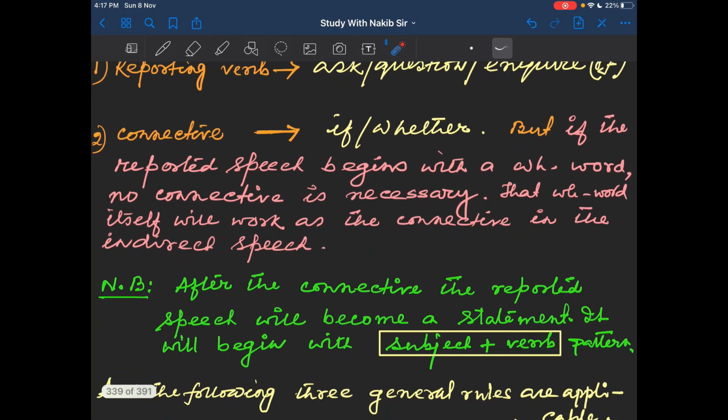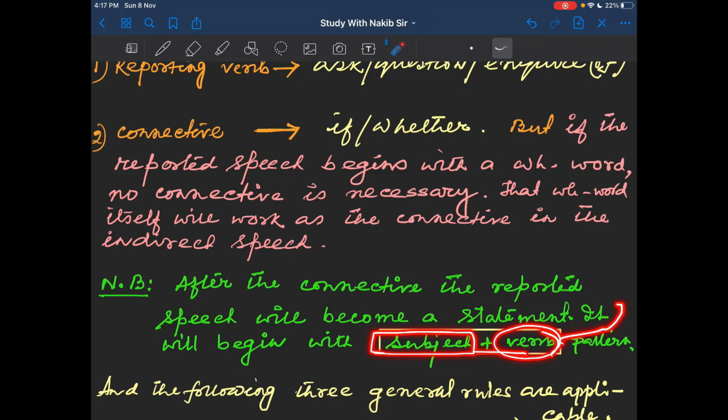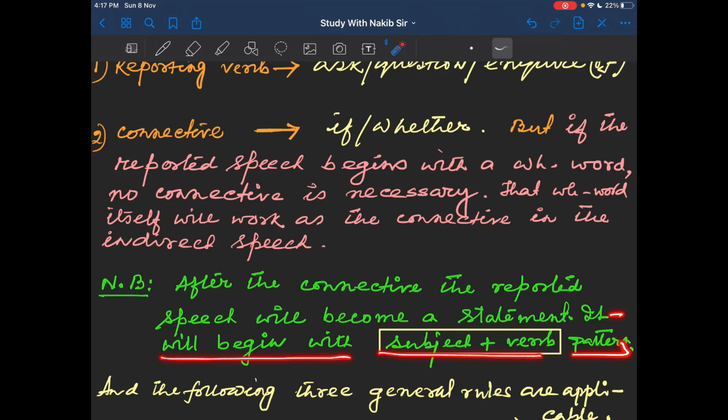Okay. One note is here. After the connective, the reported speech will become a statement or an assertive sentence. That means it will begin with subject plus verb pattern. After the connective, first subject will be placed, and after the subject, verb will be placed in the proper tense. Okay, so this is your note. After the connective, the reported speech will become a statement. It means it will begin with subject plus verb pattern.